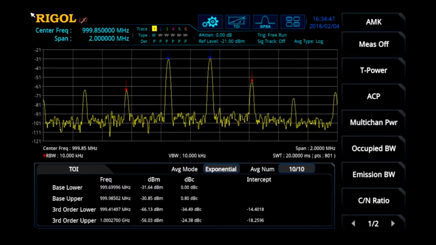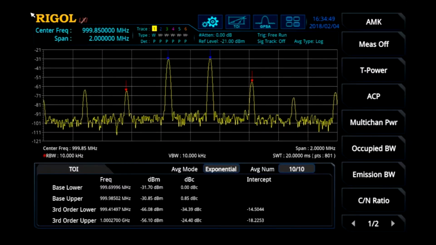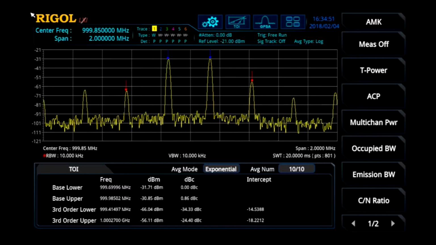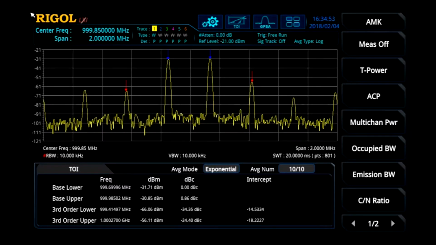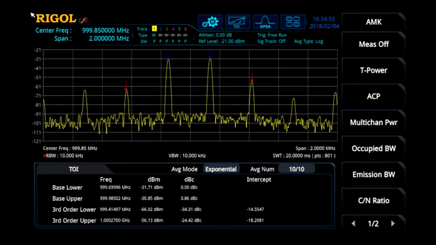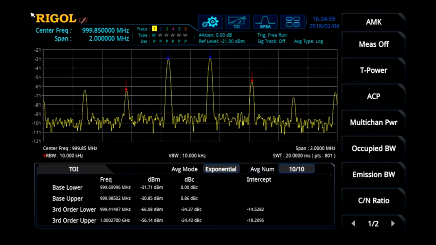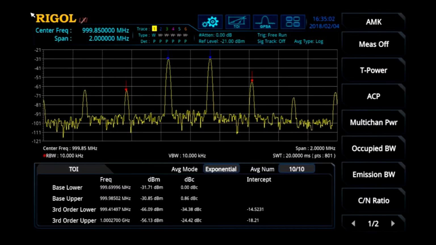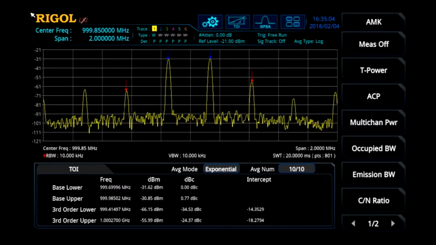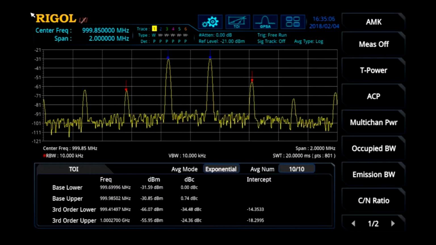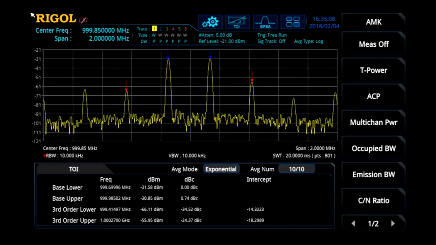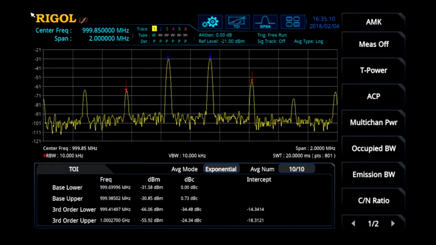The AMK option also includes complete transmitter or system test configurations, including total power, channel power, adjacent channel power, occupied bandwidth, emissions bandwidth, carrier noise ratio, and harmonic distortion. The RSA 5000-PA preamplifier option improves noise performance capabilities on many of these component tests as well.